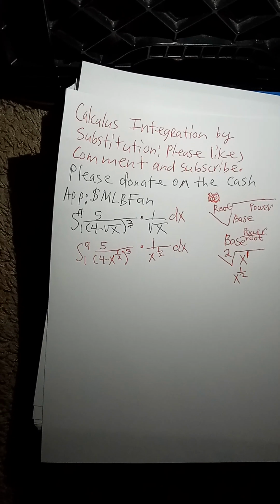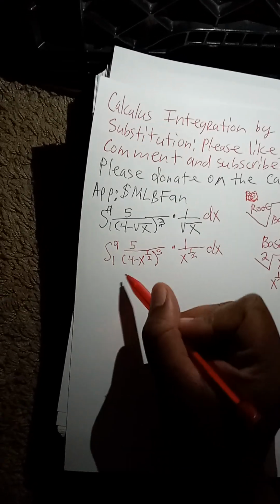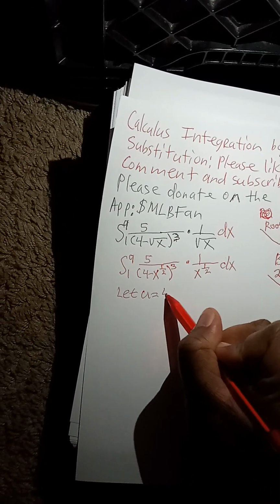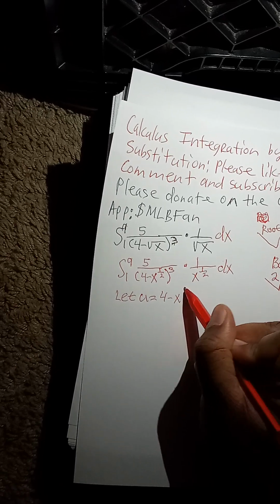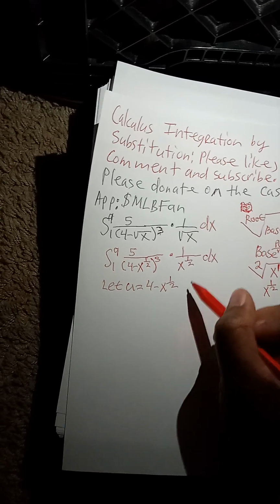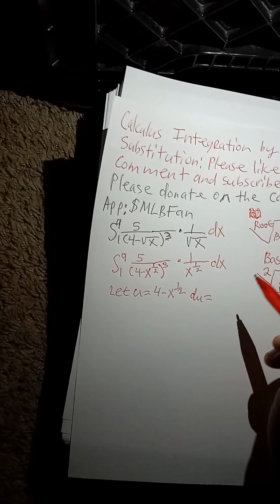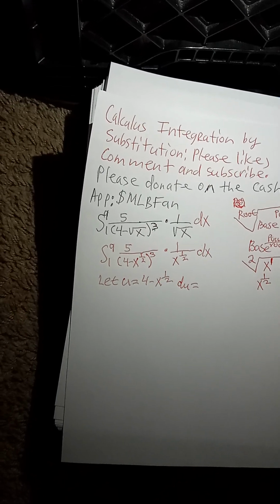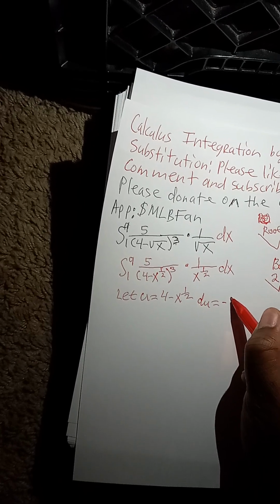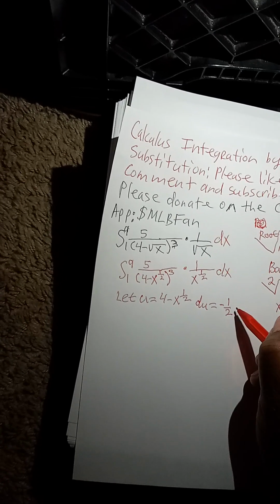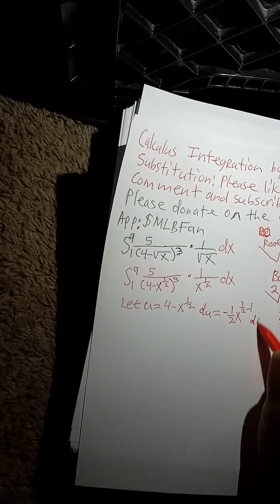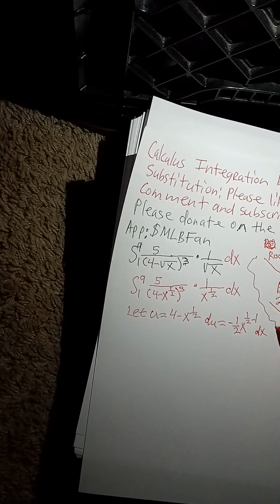Now we need to let u equal 4 minus x to the 1/2. And du is equal to the derivative of 4 minus x to the 1/2. So it'll be negative, bring the power down, negative 1/2 x to the 1/2 power minus 1 dx. And let's separate this off here.